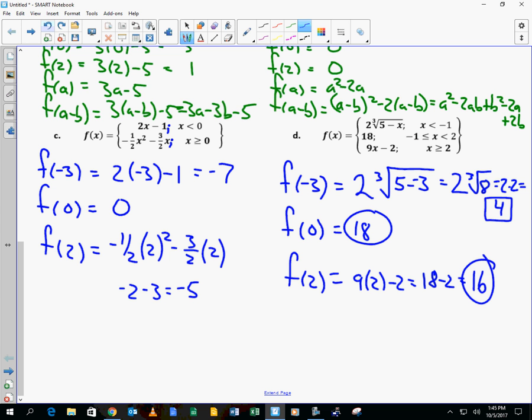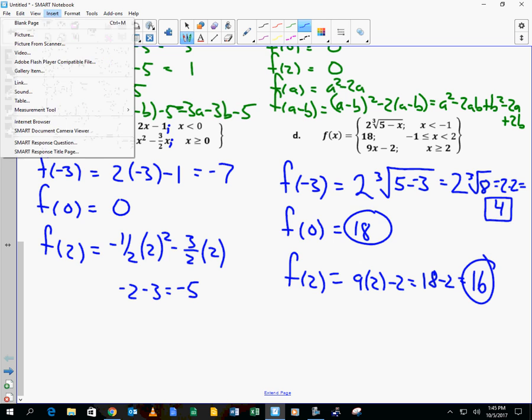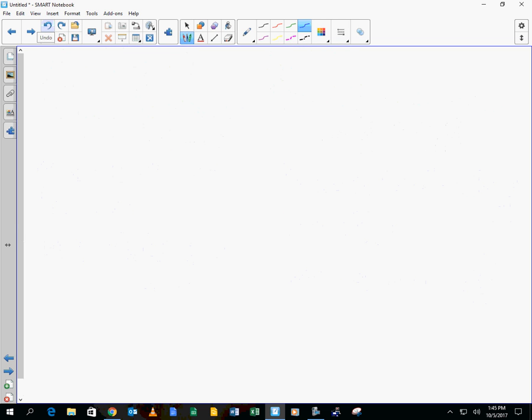That middle one's kind of weird, isn't it? That means that no matter what I plug in, the output is always 18. Anybody know what that looks like if I were to graph it? I'm sorry, anything that I plug in between -1 and 2. You're right. You can't plug it into somewhere, meaning that you don't have an x value.